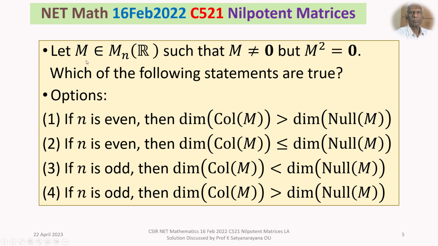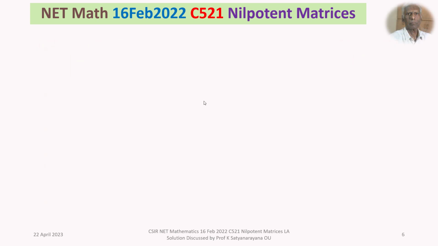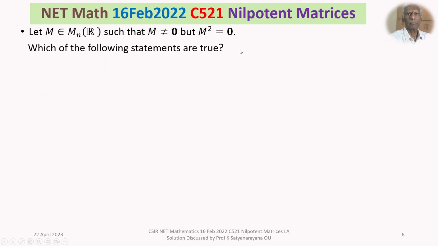We are given a matrix capital M, which is an n by n matrix with real entries such that M is not a zero matrix but its square, that is M square, is equal to 0. Then we have to discuss which of the following statements are true. The four options are given to us. That is our given question. We now discuss the solution of the problem in detail.